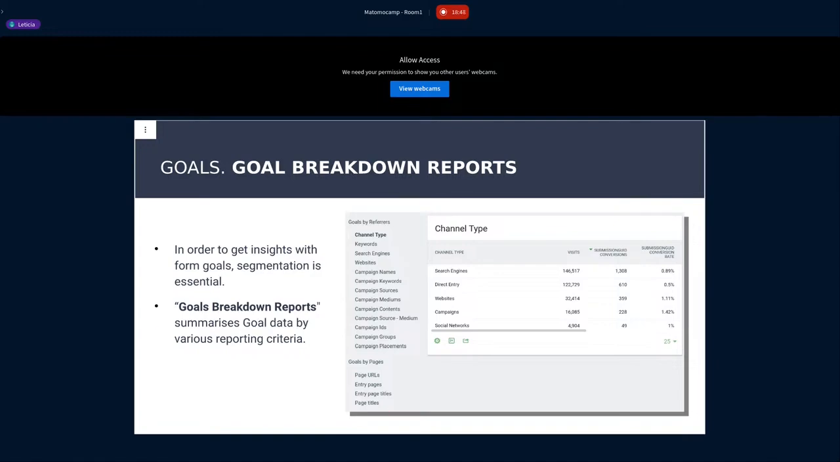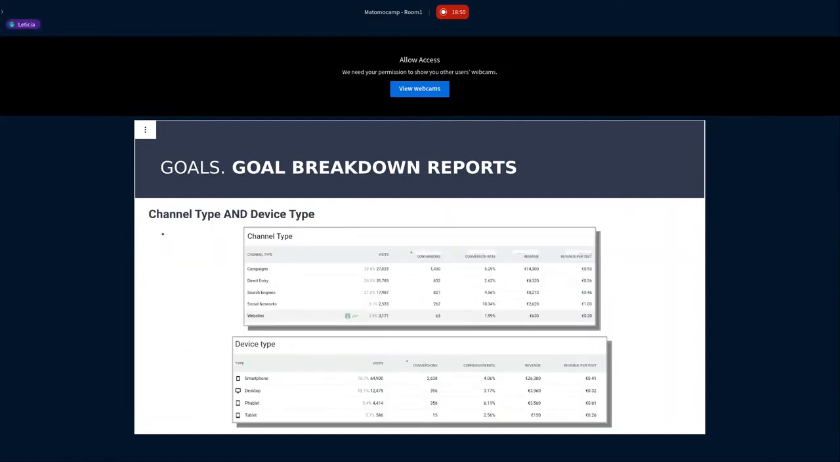For example, here we can see an example with the conversion segmented by channel type or by device type. With this segmentation, we can identify in which channel the traffic is more qualified or in which devices we should be focused to make any usability improvement because we can detect the performance.